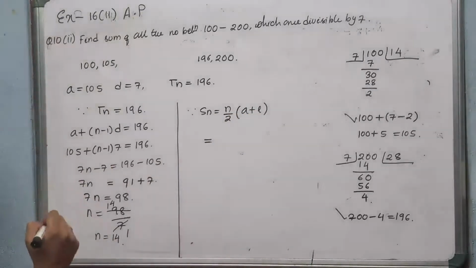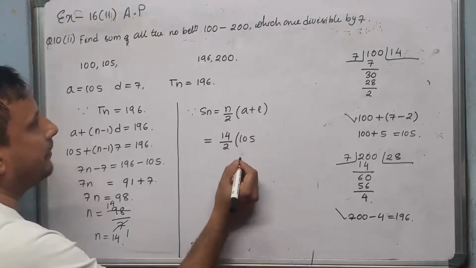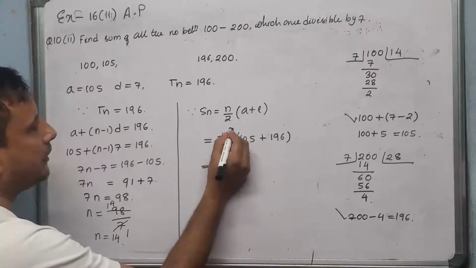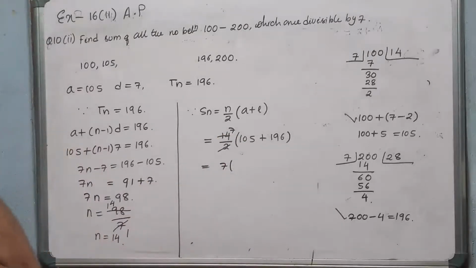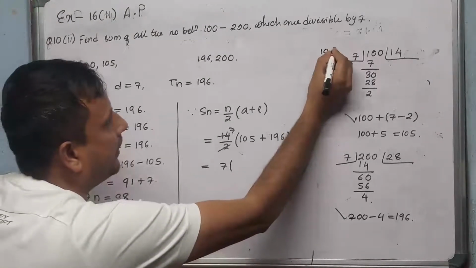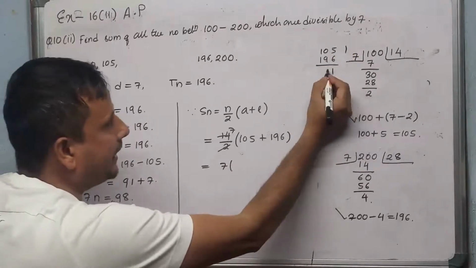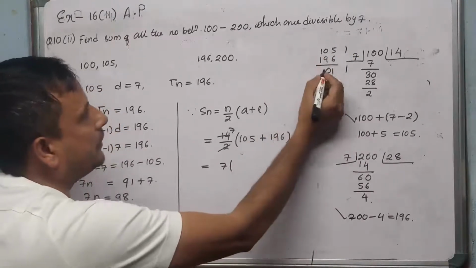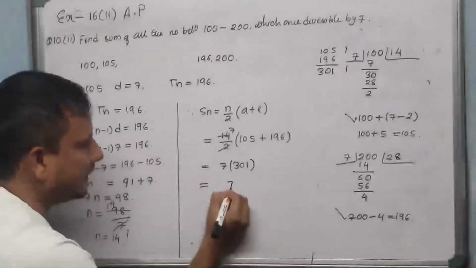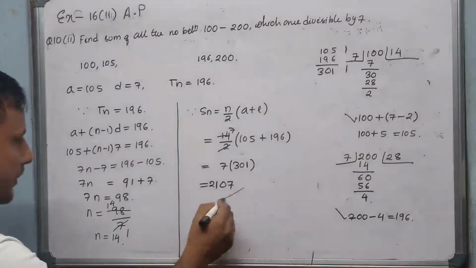Now you just substitute the values. n is 14 by 2, a is 105, l is 196. And then 7 into 196 plus 105. 6 plus 5, 11. 1, 1 plus 9, 10. 0. It is 301. 7 ones are 7, 7 into 0, 0. 7 threes are 21. 2107 is the required answer.